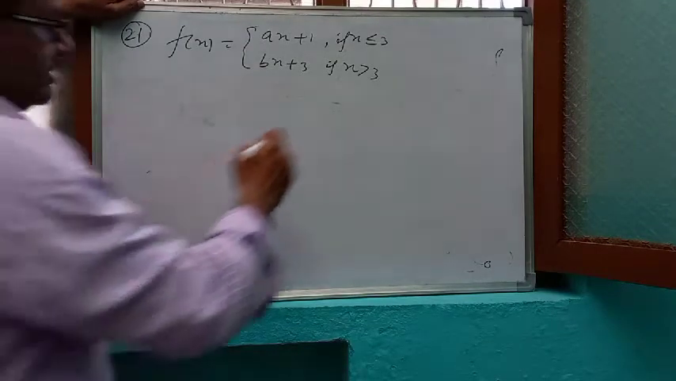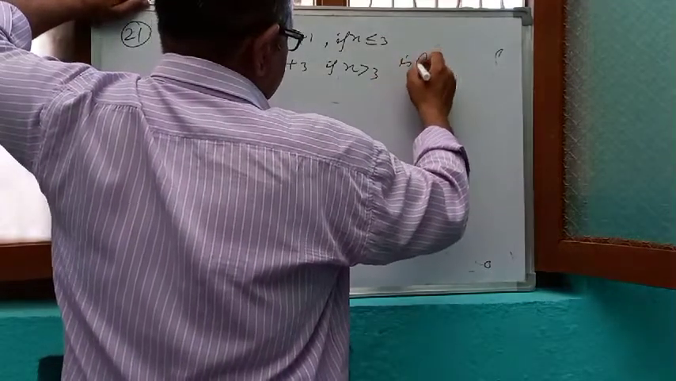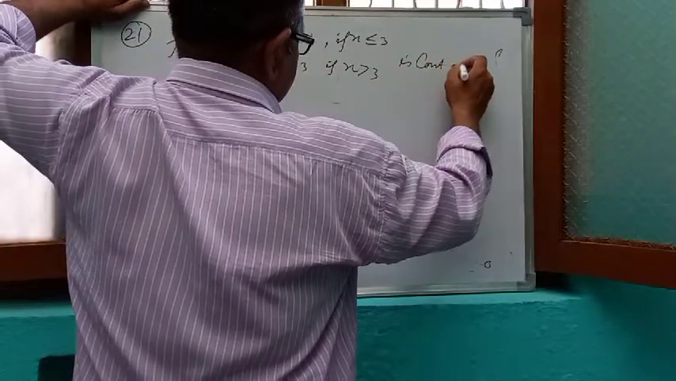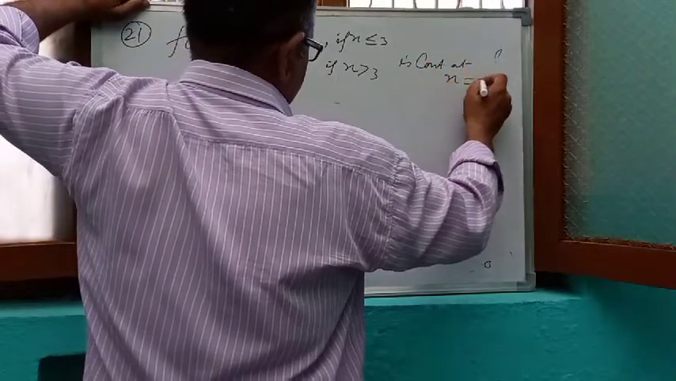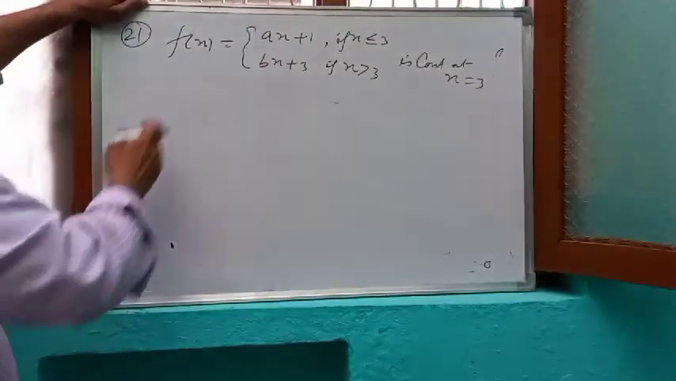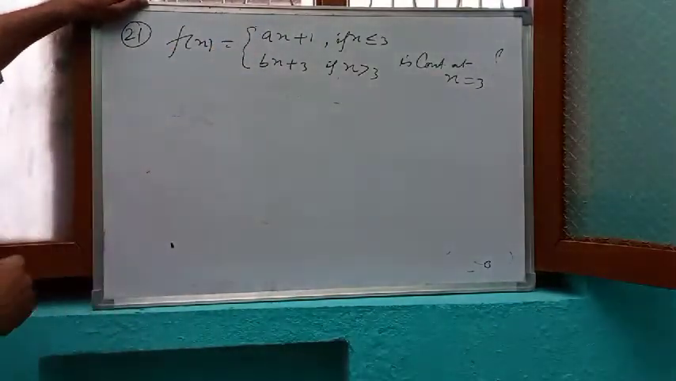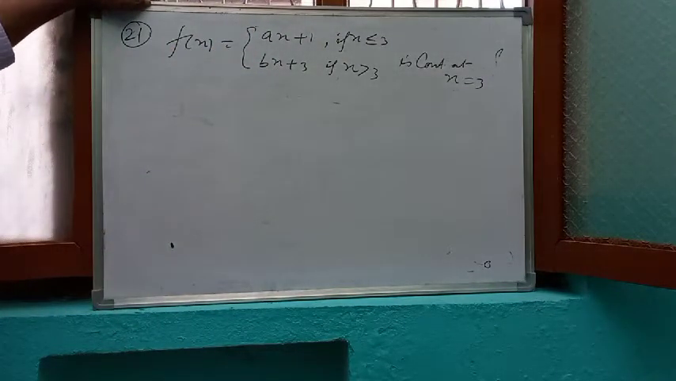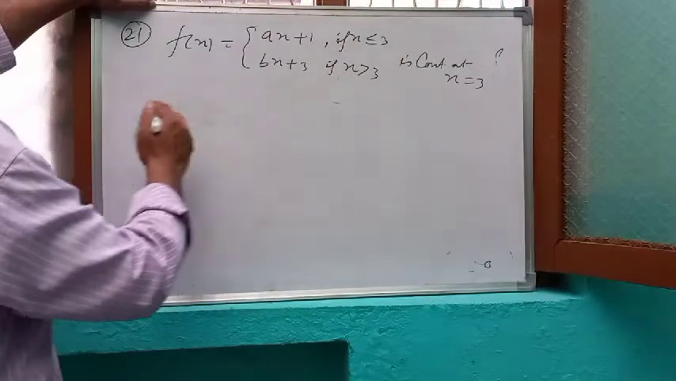The function is continuous at x is equal to 3. So we have to find the relation between a and b. It is given it is continuous at x is equal to 3, so again find the left hand limit.